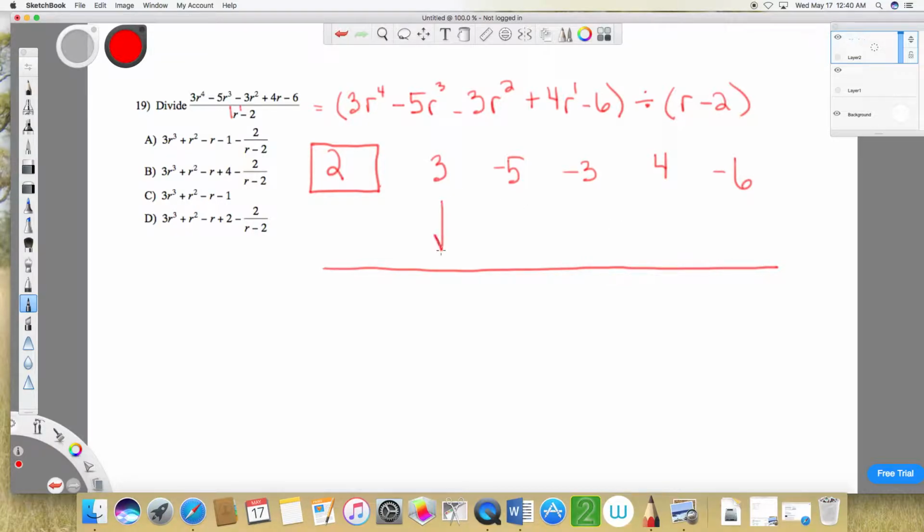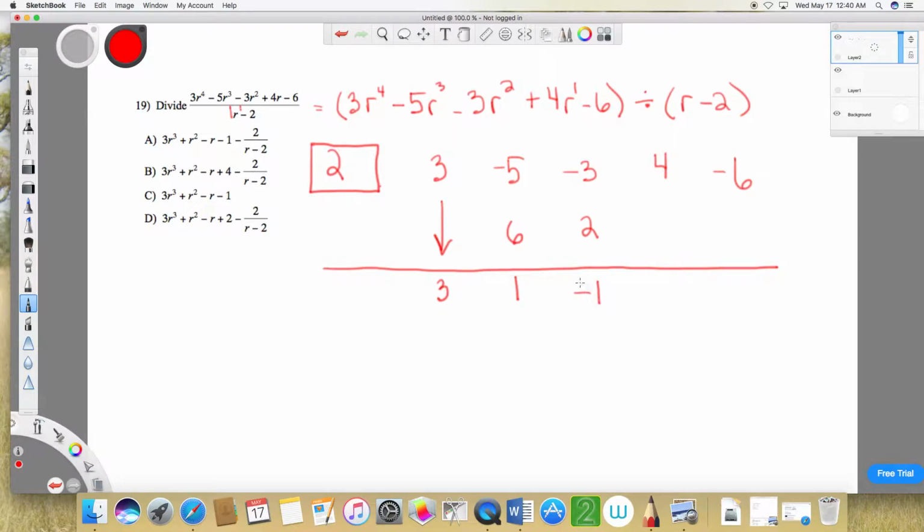The first number always comes straight down. And that first number is going to help us in writing the numbers underneath here. We take this number that's below the line and we multiply it times the number in the box. We write the result underneath the next one, and then we add these numbers together. And we do that same process. If the number is below the line, we multiply it times the number in the box and write it underneath the next number. Add these together, and that process is repetitive.